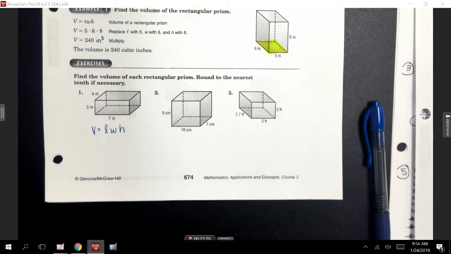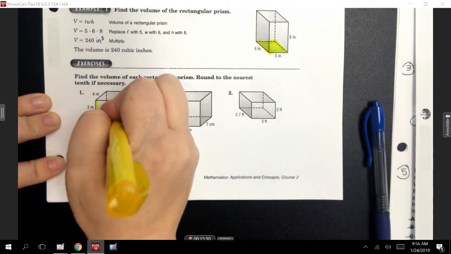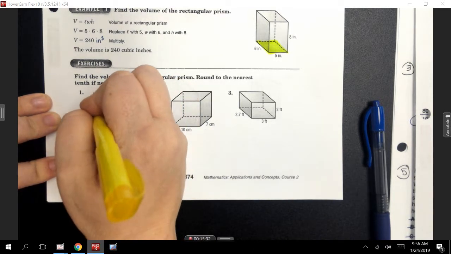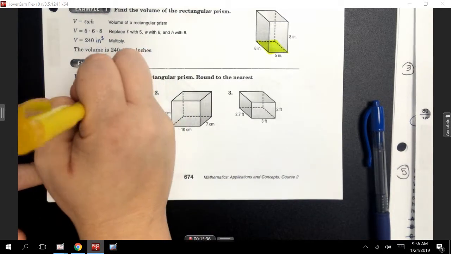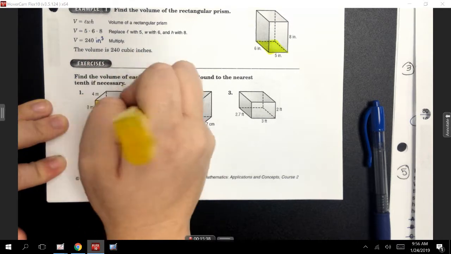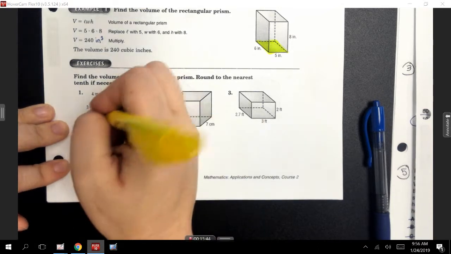Julia? 3 and 7. All right, so 3 and 7. Is that going to be on the bottom? It's going to be in the front. So Julia says she wants to use 3 and 7. Do we see that? All right, do y'all see how that is the rectangle in the front of this entire shape? All right, so y'all agree with that? Okay, so I'm going to color that in.